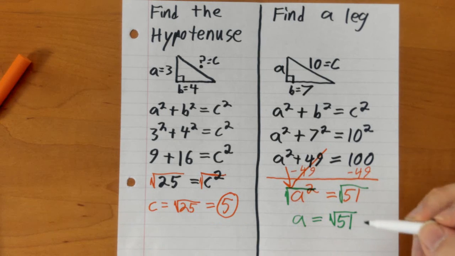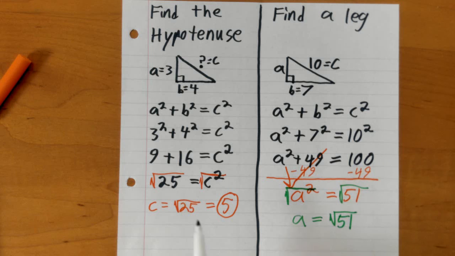Now 51 is not a perfect square. Last time we had the square root of 25, which comes out as 5. 51 is not a perfect square. If we took the square root, we would get a really big decimal. So I'm actually just going to leave my answer like this. If you had a calculator, you could type it in, find what the decimal is, or you can leave it just like this, since it's not a perfect square.